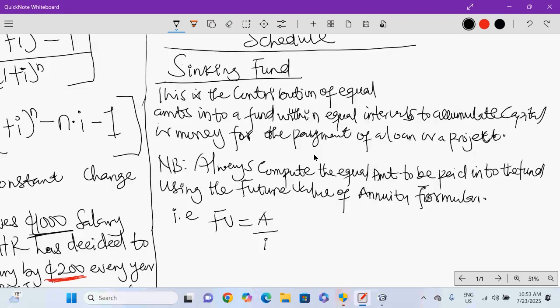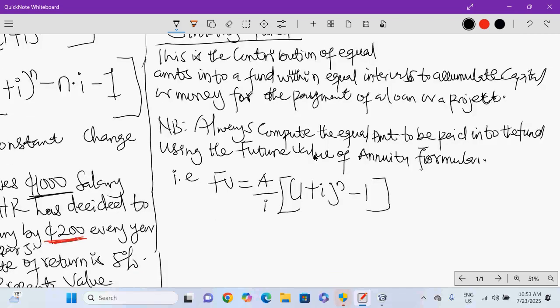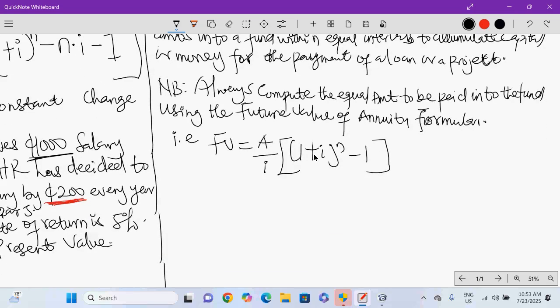Which is A over I, then (1 plus I)^n minus 1. And of course, it will be at the end. We use the future value at the end, right? Unless maybe the question says that it's at the beginning. Once it's silent, we assume that it's at the end.